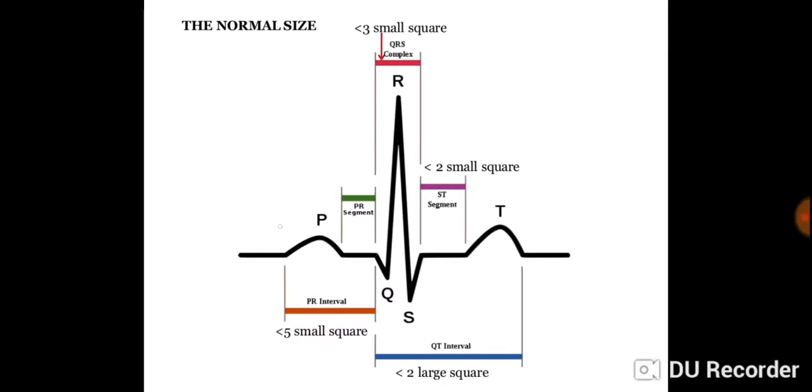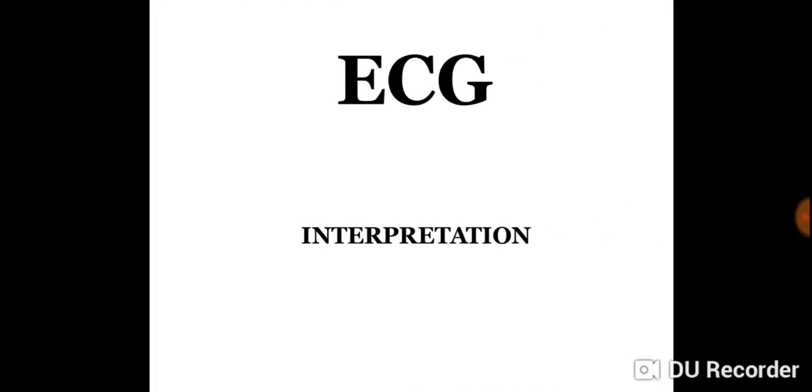So the normal sizes are: the PR interval is less than 5 small squares. The QRS is usually less than 3 small squares, 0.12. The ST segment is usually less than 2 small squares. The QT is less than 2 large squares, but these can vary.